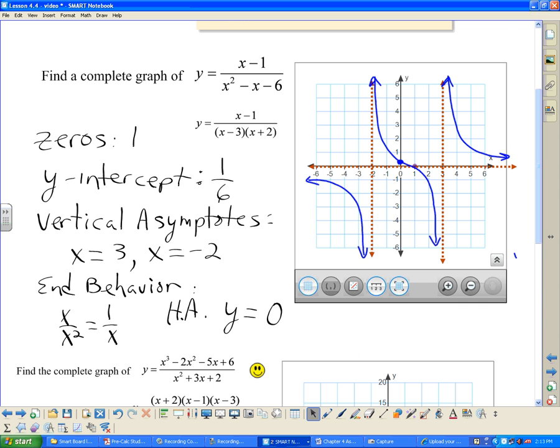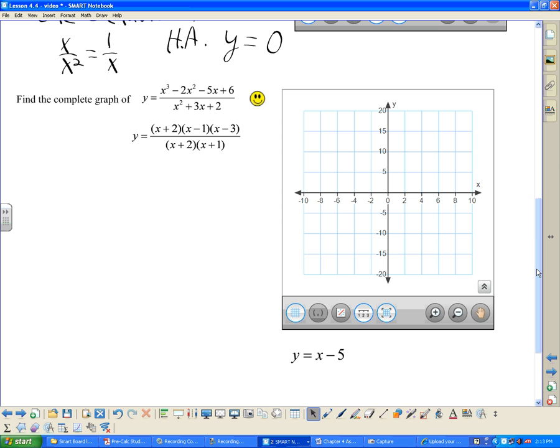Okay, and so let's look at another one down here. We have number 8. We're going to graph this rational function here. And you can see once again I've gone ahead and factored that, and that's the first thing you always want to do, is go ahead and factor it. And so then we're going to, once again, put down our zeros and our y-intercept.